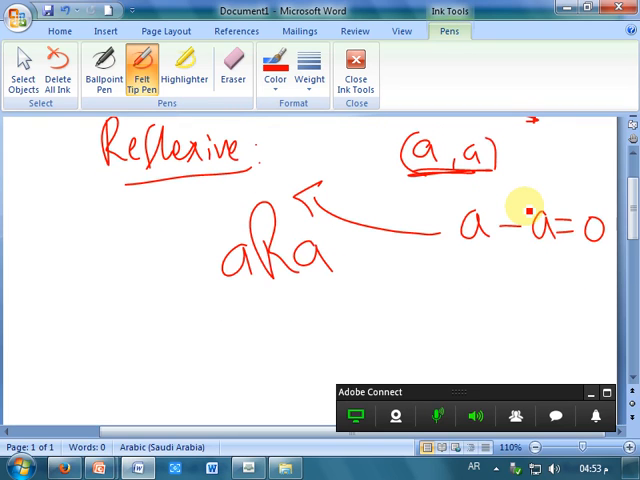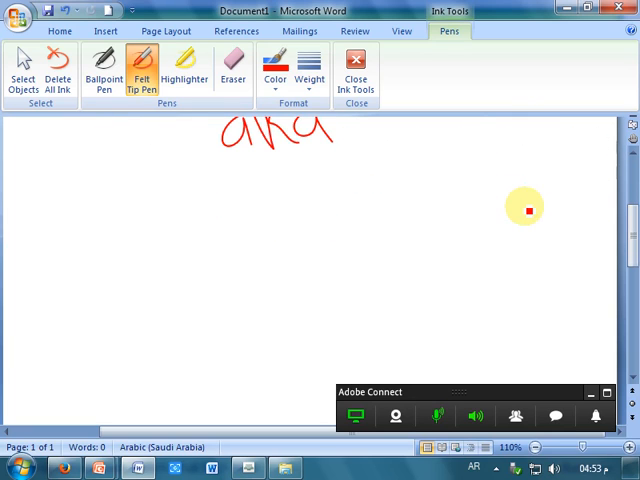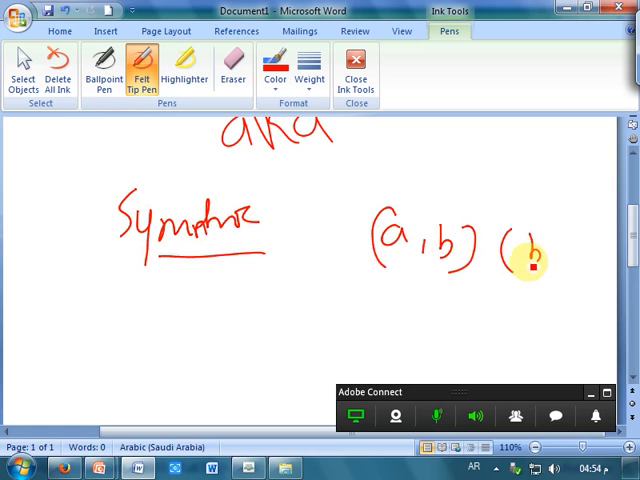Yeah, all the numbers are reflexive. Then the second thing is we are going to check for symmetric. If there is (a, b), then there should be (b, a). The condition is a minus b. If a minus b is an integer, then b minus a should also be an integer.